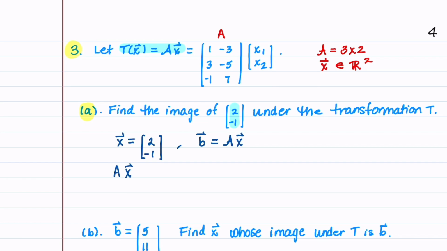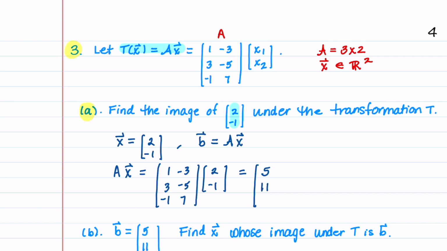Matrix A times vector x is equal to our matrix A, with rows (1, 3), (-1, -3), and (-5, 7), times our vector x, which is (2, -1). Doing our matrix vector multiplication, we get 2 plus 3, which is 5, 6 plus 5, which is 11, and then -2 minus 7, which is -9. This vector that we just found is the image of vector (2, -1).